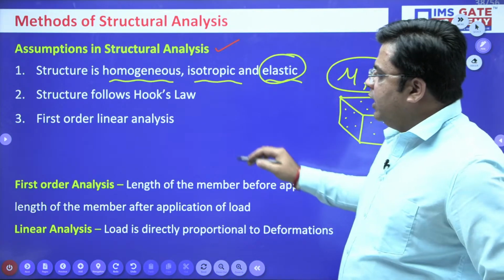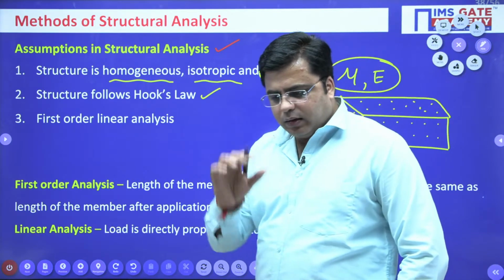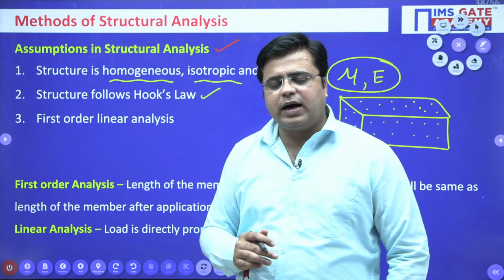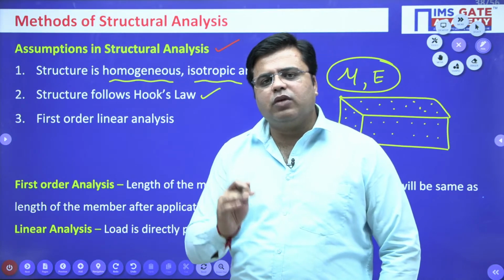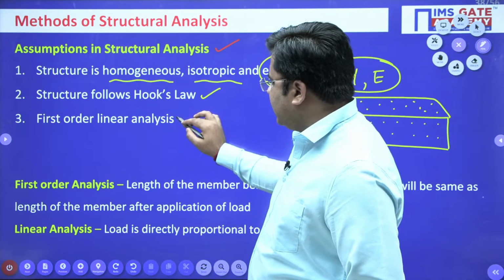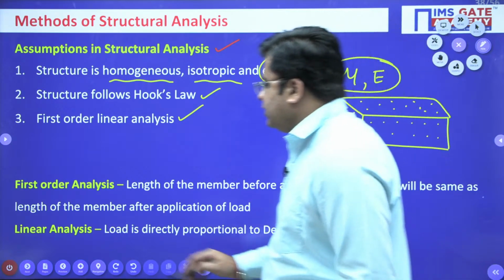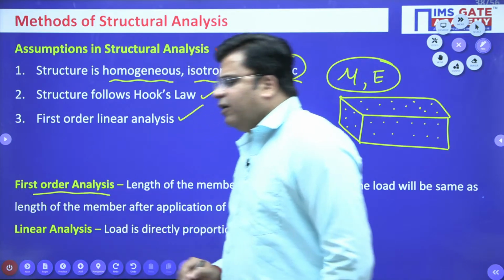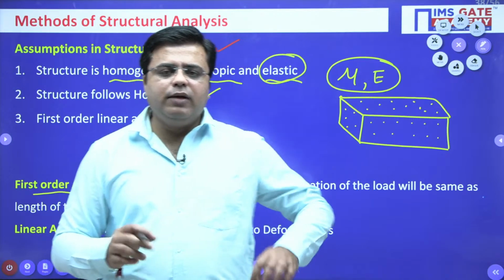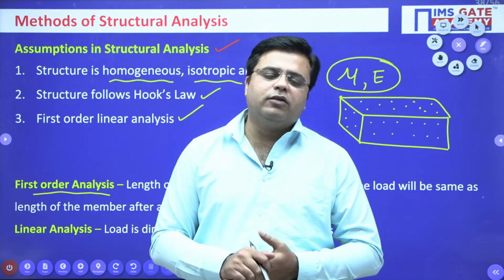Next is, structure follows Hooke's law. As I have already told you, we consider only the proportional limit. Up till the proportional limit, we consider the structure to deform, right? So that if we remove the load, the structure is going to regain its original shape and size. So, structure follows Hooke's law. Next, last is, it has the first order linear analysis. What is first order linear analysis? First order means that even after deformation, right, even after the deformation has happened, usually when we apply load, these deformations are very less compared to the original length of the member, right.